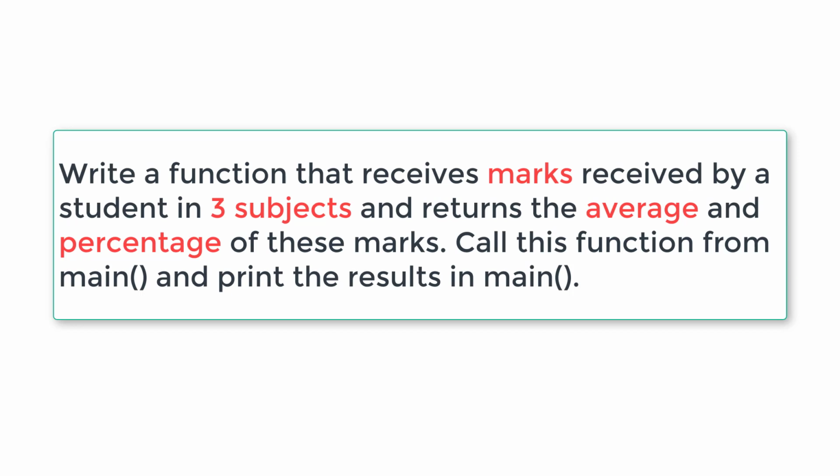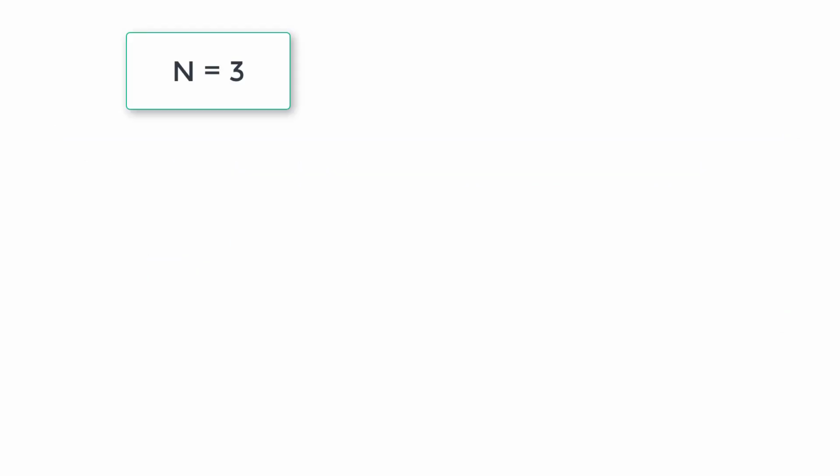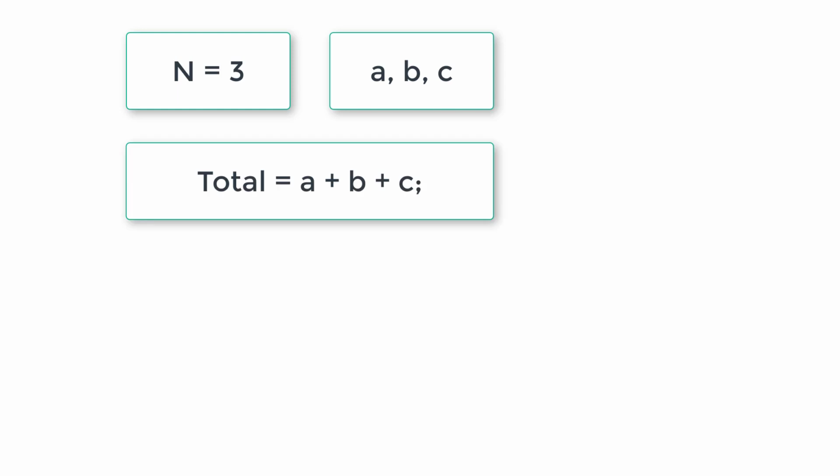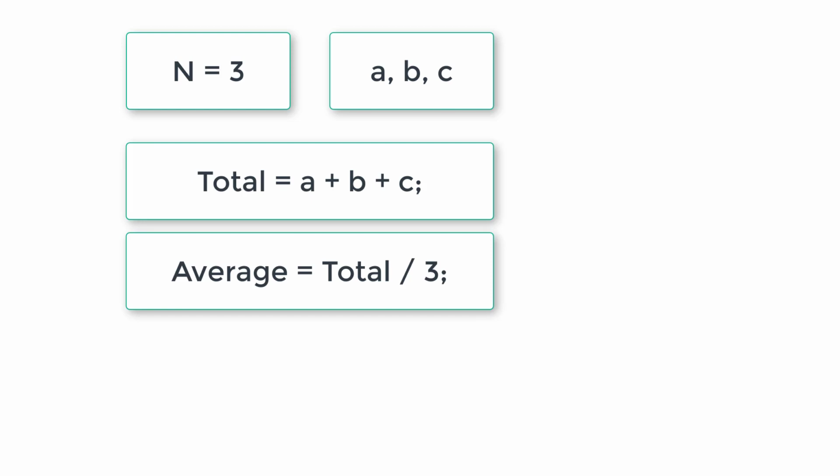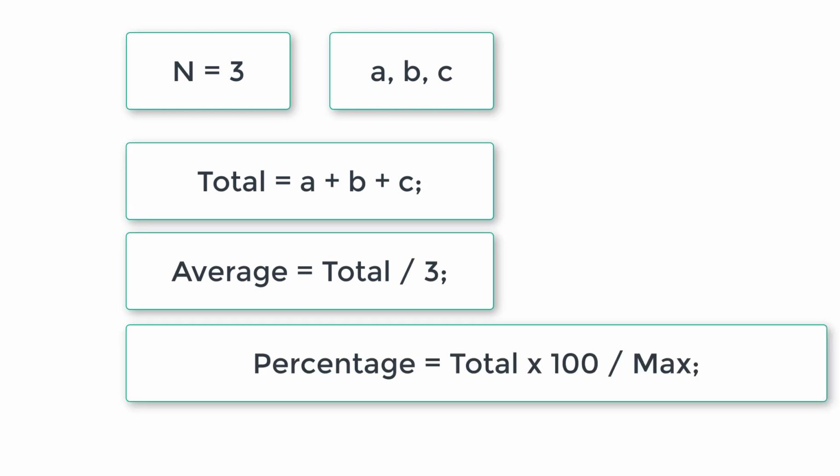There are 3 subjects, so I'll take n is equal to 3. I'll call the subjects A, B and C. Marks obtained in each subject will be stored in variables A, B, C. So total is equal to A plus B plus C. Average is equal to total divided by 3 because we have 3 subjects. Percentage is equal to total into 100 divided by max. We know the value of total, which is A plus B plus C, into 100 because we are calculating our marks in ratio with 100, that is percentage.